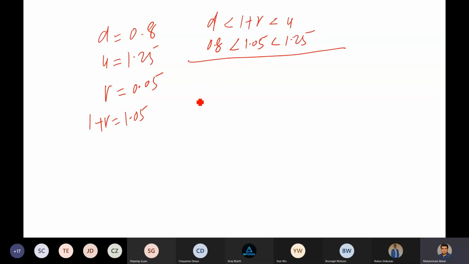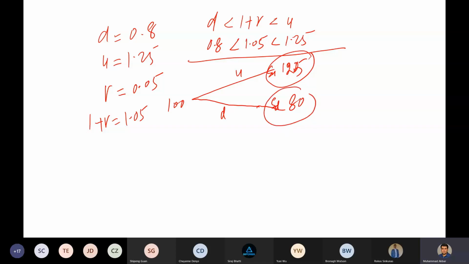Now why is this important? Let's have a look at this. If the stock price right now is 100 and it can go up by U and it can go down by D, it will be 125 here and it will be 80 here if it goes down. So that is SU and SD. Now this is all right. This can be the case. What cannot be the case?